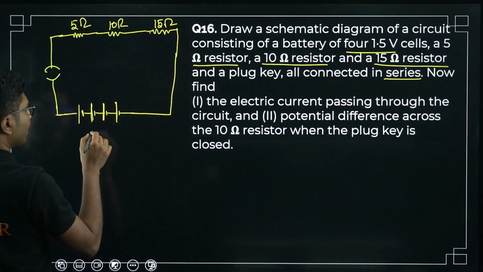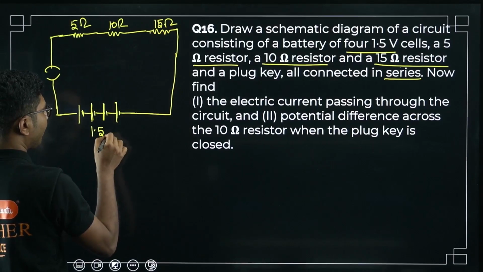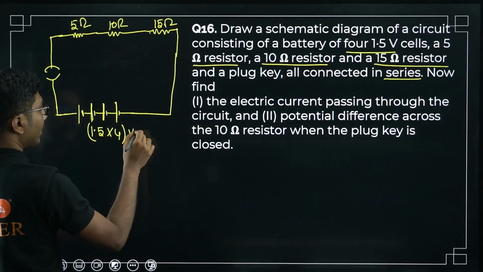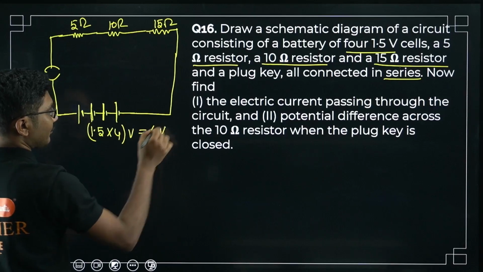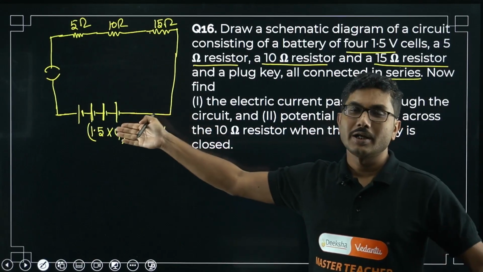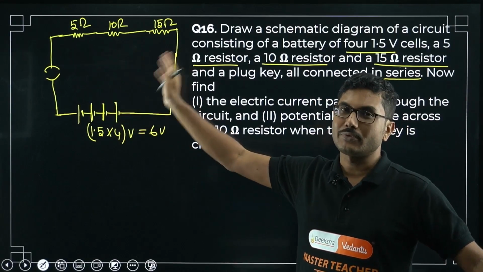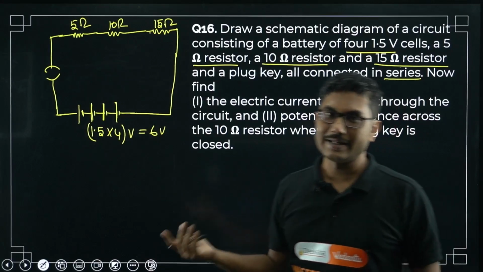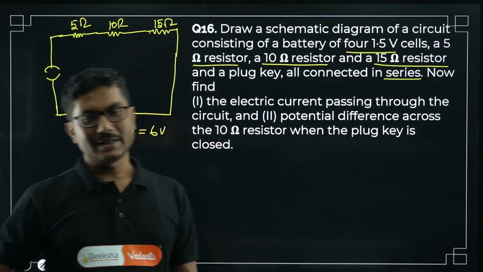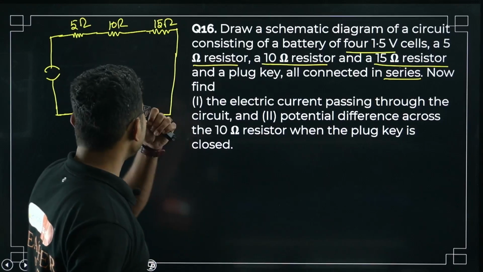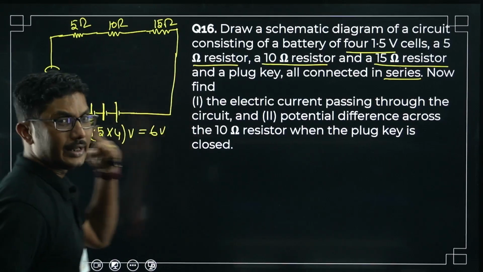In this case, what you can do, you can draw 1.5 times 4 volt. So total voltage will be 6 volt. As you can see, as they are connected in series, total voltage will be just addition, right? 1.5 plus 1.5 plus 1.5 plus 1.5, or 1.5 times 4. So adding same number 4 times is basically 4 times the number, right? So this is the schematic diagram. If you draw it, you will get 1 mark.